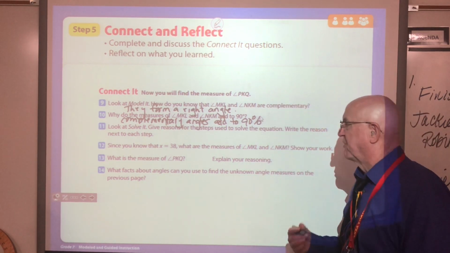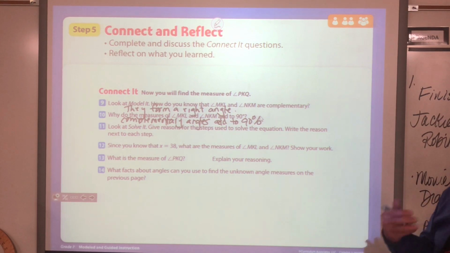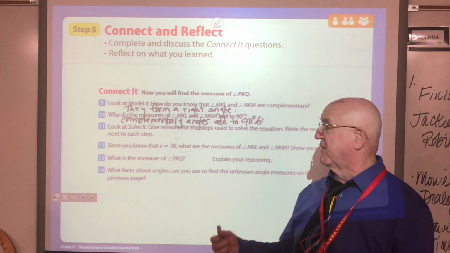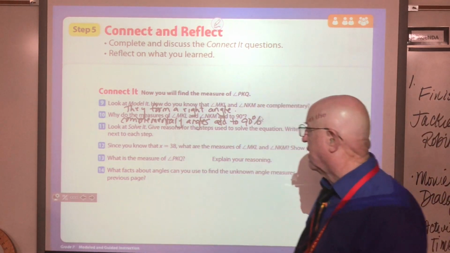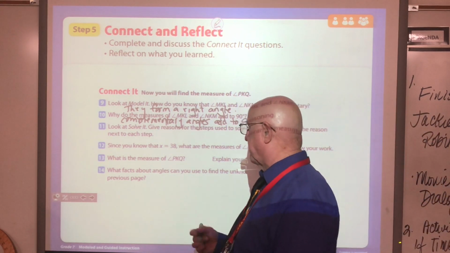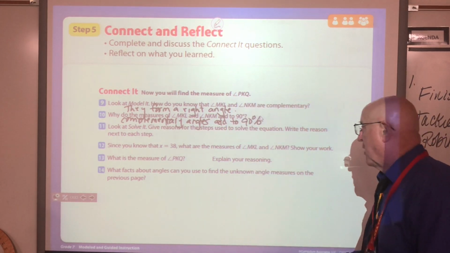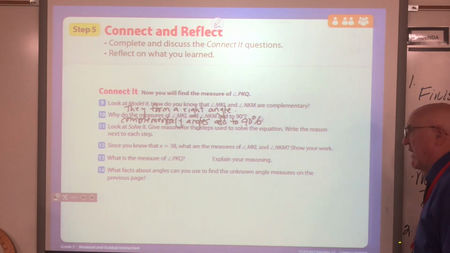Now the next step says look at Solve It and give the reason for the steps used to solve the equation and write the reason next to each step. We've already done that, so you can just draw an arrow from this page to the previous page in your book and you'll know that. Number 12 says, since you know that x is 38, what are the measures of MKL and NKM, and show your work?